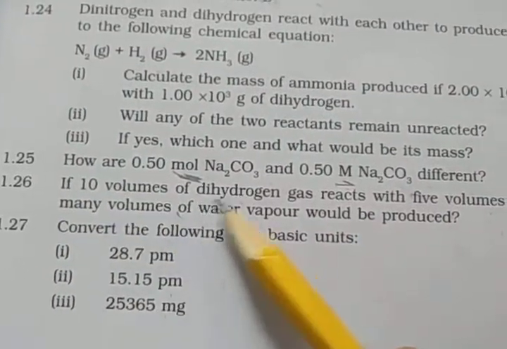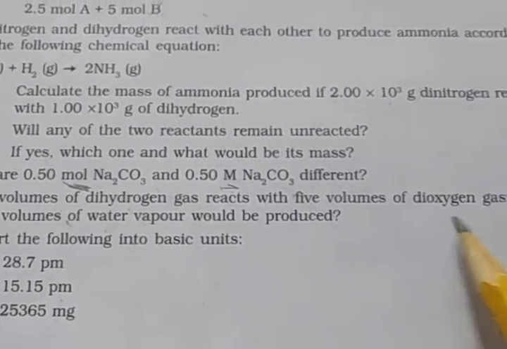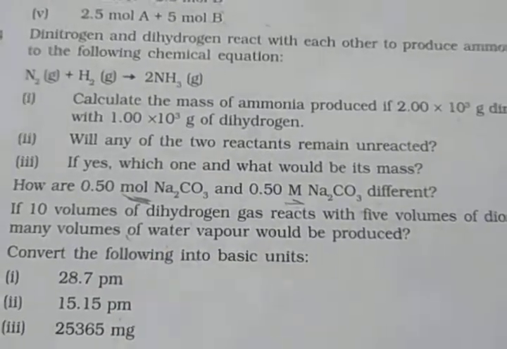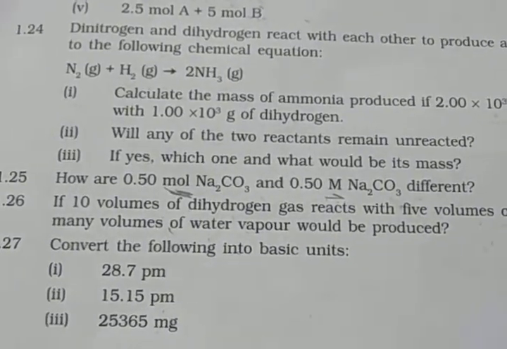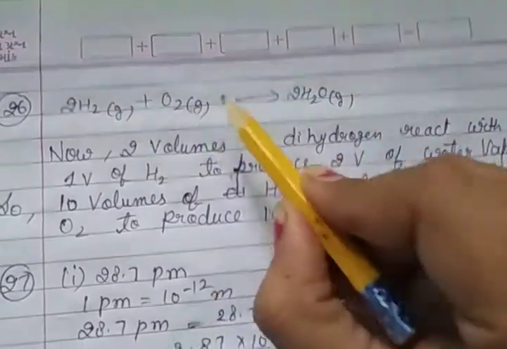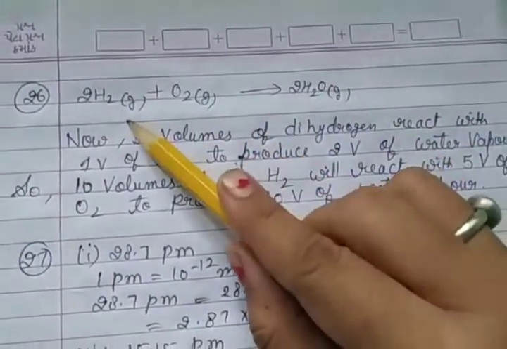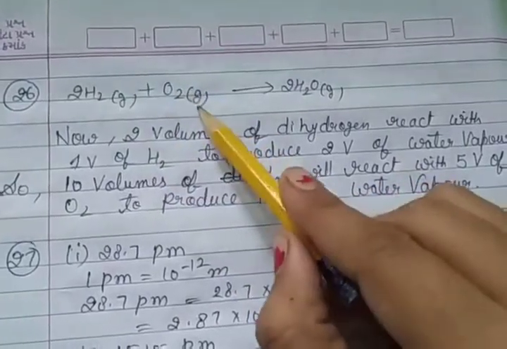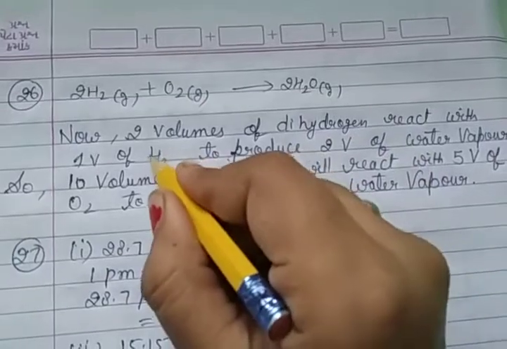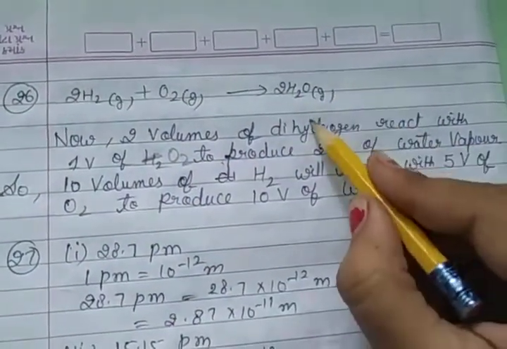If 10 volumes of dihydrogen gas react with 5 volumes of dioxygen gas, how many volumes of water vapor would be produced? Here you see hydrogen reacts with O2 to form 2H2O, water vapor. So 2 volumes of dihydrogen react with 1 volume of oxygen to produce 2 volumes of water vapor.